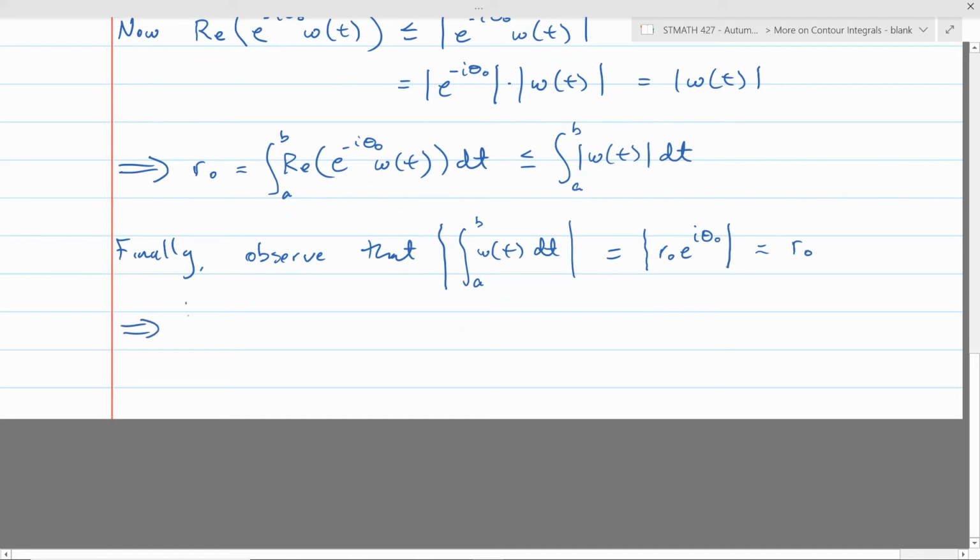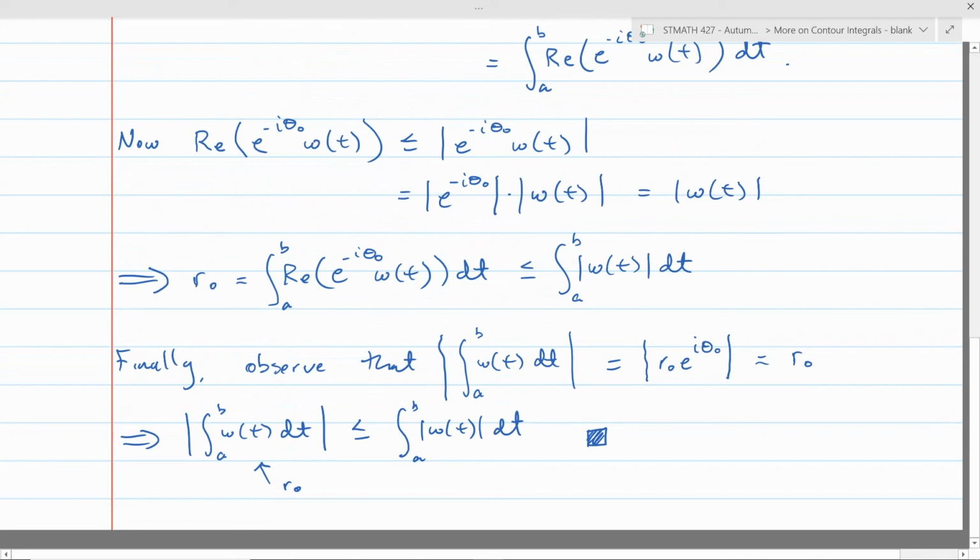So that tells me that the modulus of the integral from a to b of w of t dt is less than or equal to the integral from a to b of the modulus of w of t dt, because this thing over here is just r naught, and we already established that r naught was less than that quantity on the right. So there you go.